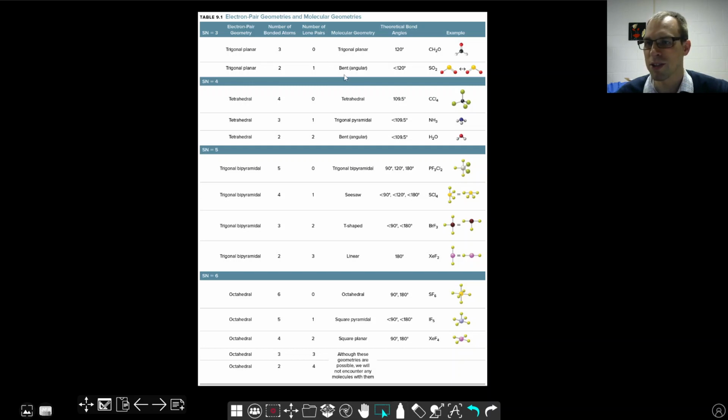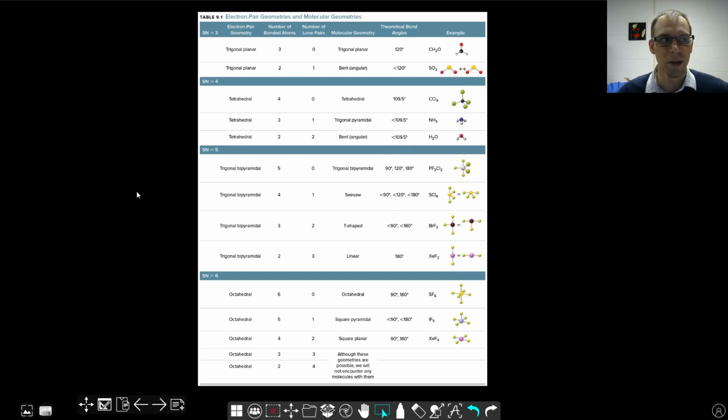So again, we have our bent structure if we have one lone pair. If we go to the tetrahedral, we get our trigonal pyramidal and bent structures. For 5, we get our seesaw, T-shaped and linear molecules. And then for 6, we have our square pyramidal and square planar structures that we just saw in this video. So this is a good summary of everything that we've covered up to this point. There's a lot of information here, but hopefully it all makes sense now that you've seen it, and it also has the bond angles, including the ones where the lone pairs are pushing on things and causing them to be a little bit less than what you would get in the ideal structure.